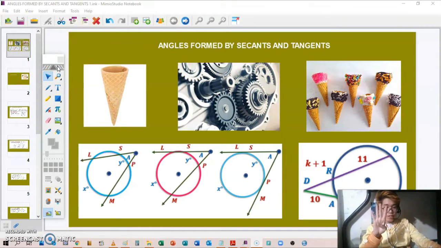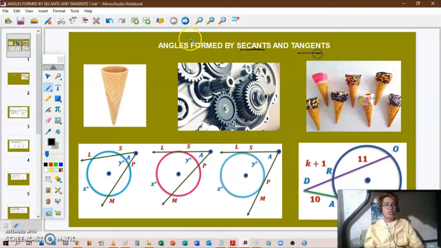For our fourth lesson for the fourth quarter, we have angles formed by secants and tangents. We're not just going to talk about angles, we're also going to talk about the side measurements involving secants and tangents. So it's angles and then their sides formed by secants and tangents.